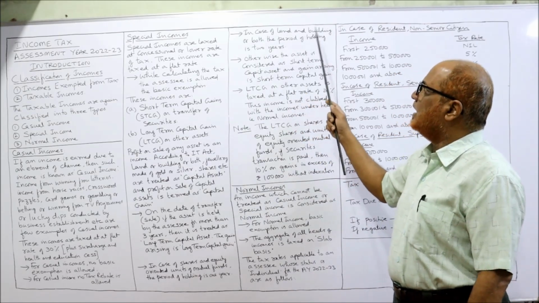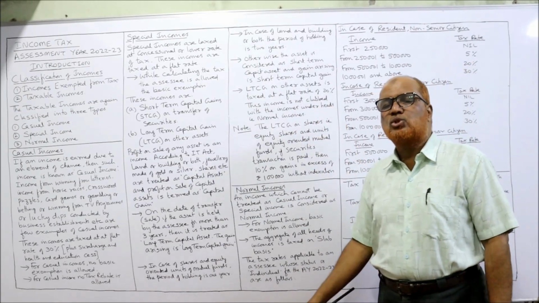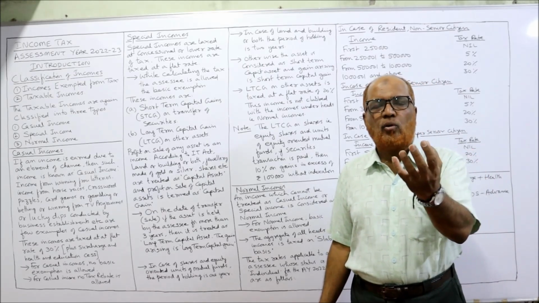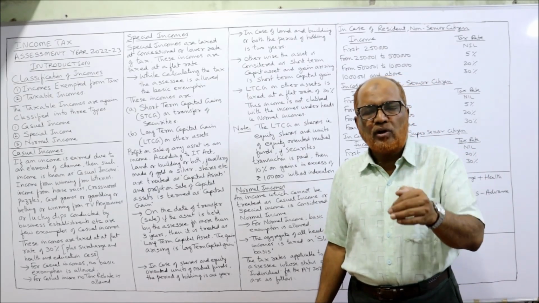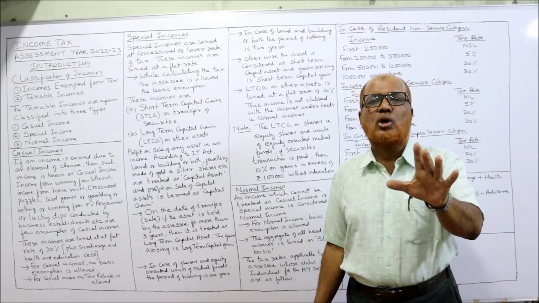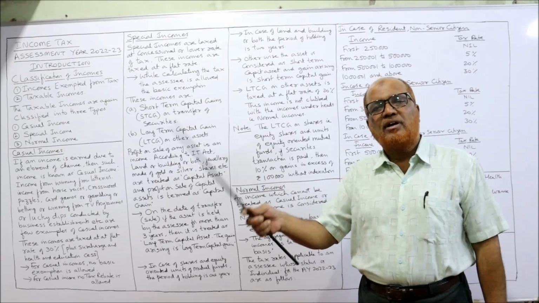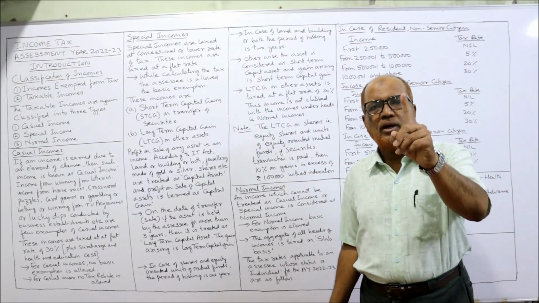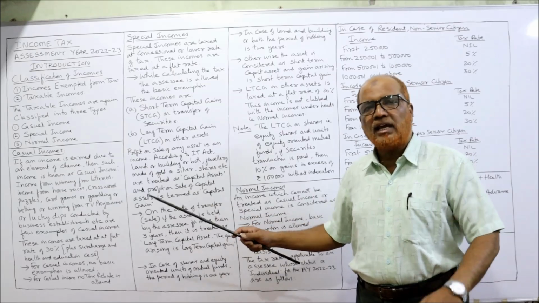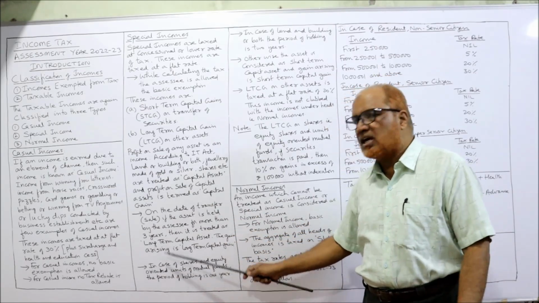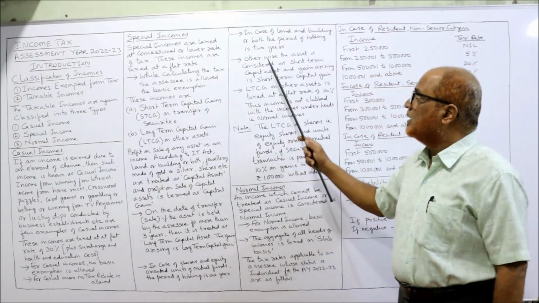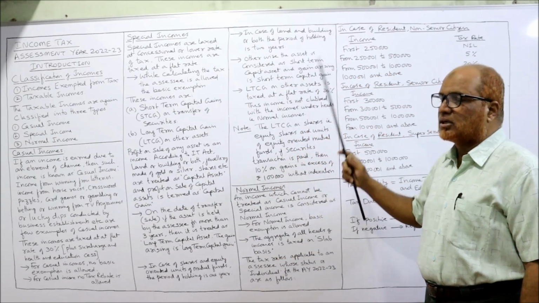Now, in case of land and building or both, the period of holding is 2 years. Before 2 years, if it is sold, it is a short-term capital gain. After 2 years, if it is sold, it's a long-term capital gain. For shares, the holding period is 1 year. For any other asset other than shares and land and building, the period of holding is 3 years. Otherwise, the asset is considered a short-term capital asset.